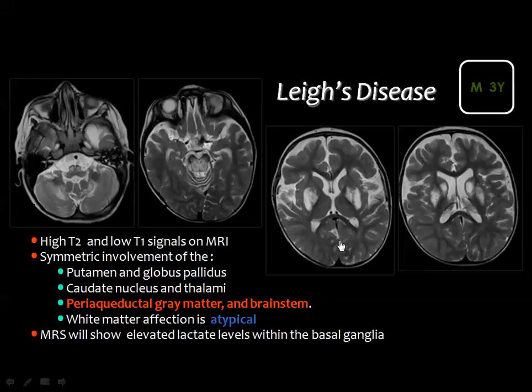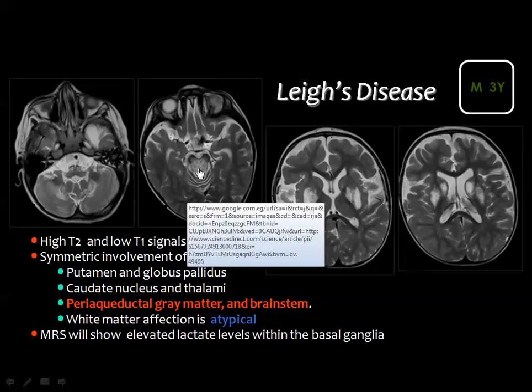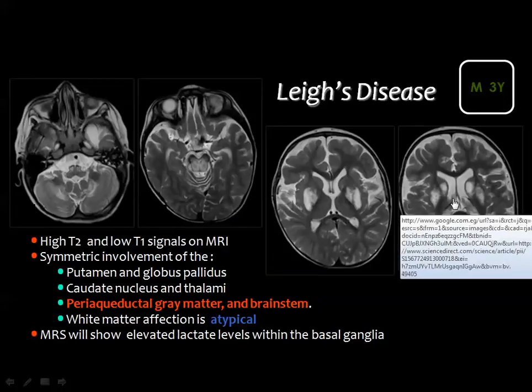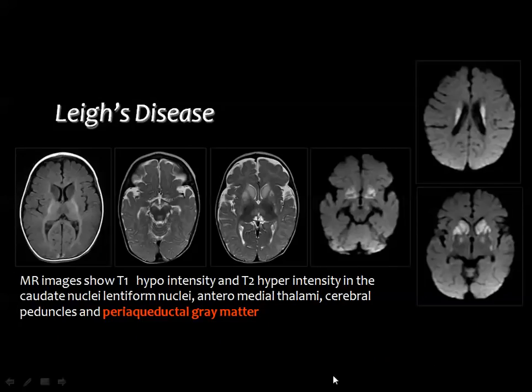Then if you look here, you see the affection of the posterior part of the brain stem and the affection of the basal ganglia. This is also an example of Leigh disease, T1 and T2 weighted images with diffusion weighted images, where you can see the T1 hypointensity within the basal ganglia, which became hyperintensity in the T2 weighted images with affection of the periaqueductal white matter, and all the lesions showed restricted diffusion, as you can see here.